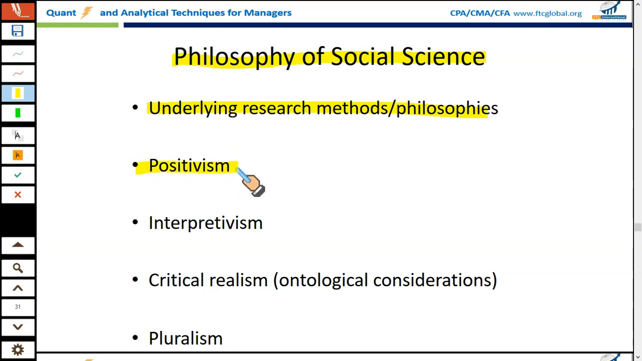Positivism. Positivism believes that social sciences should be as scientific as natural sciences, meaning using observations and experiments to find the truth, not just guessing. Interpretivism means focusing on understanding the deeper meaning and experiences behind social phenomena rather than just facts.